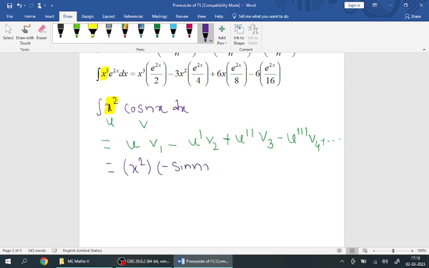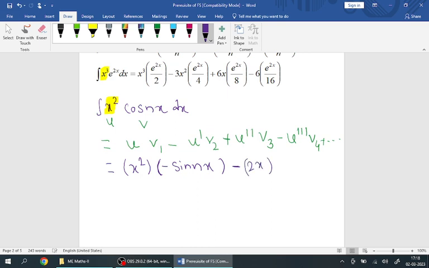Don't simplify these signs, keep them as they are, because we're writing the generalized integration by parts and we will require them next time. v2 will be the integration of this first bracket, because this bracket is v1, minus u dash. Now what is the derivative of u? That is x square, it is 2x, this is u dash.